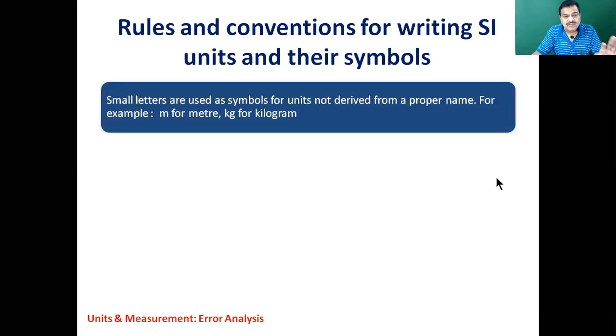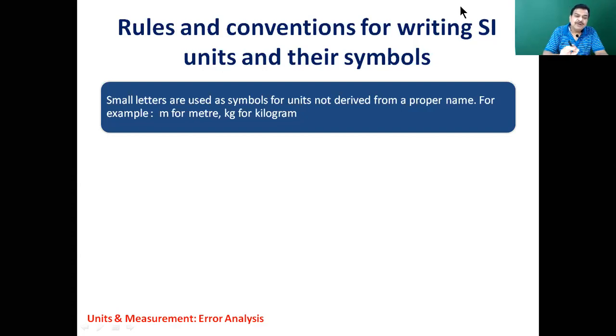ये बेटा रूल्स है, इनको ध्यान से सुनना है, ये ज्यादा इंपॉर्टेंट है. सबसे ज्यादा इंपॉर्टेंट इस चैप्टर में यही आएंगे. And that makes you intelligent and a fool if you present yourself in front of anybody. लोग यहाँ बड़ी गलती करते हैं बेटे. सबसे पहले, small letters are used as a symbol for unit not derived from a proper name.